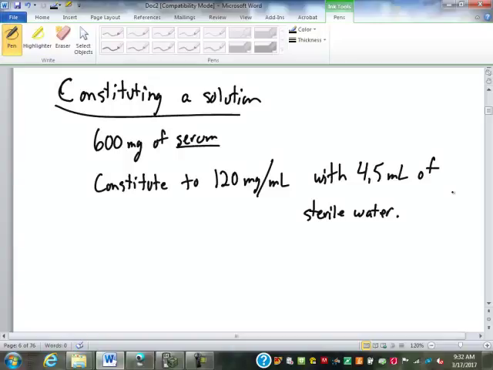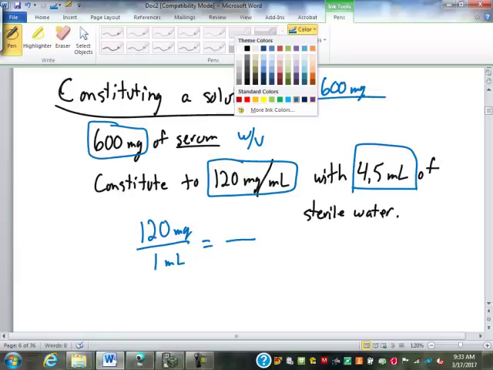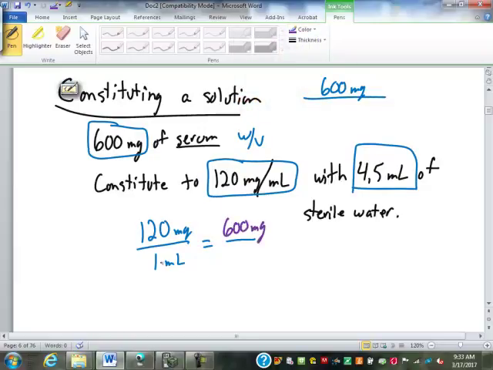If you look at this, the math doesn't quite work out. They're saying that this contains 600 milligrams, and we're going to constitute it with 4.5 milliliters of sterile water. That's 600 milligrams. It appears to be in 4.5 milliliters. But remember, this would be considered a weight in volume solution. And in a weight in volume solution, the medication does take up some of the volume. So the 120 milligrams per milliliter here, we thought of as 120 milligrams per 1 milliliter, would seem to indicate that 600 milligrams, if you were to cross multiply and divide on this, 1 times 600 divided by 120, should take up 5 milliliters. And it does.